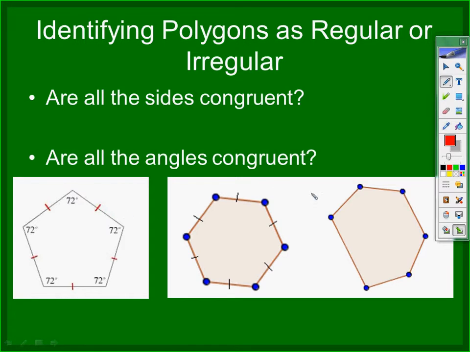If we look at the examples below, here we have 1, 2, 3, 4, 5 sides, so we're talking about a pentagon. The individual tick mark on each side means that each side is congruent to the other sides, and you can see that each angle is 72 degrees. So this is what we would call a regular pentagon.